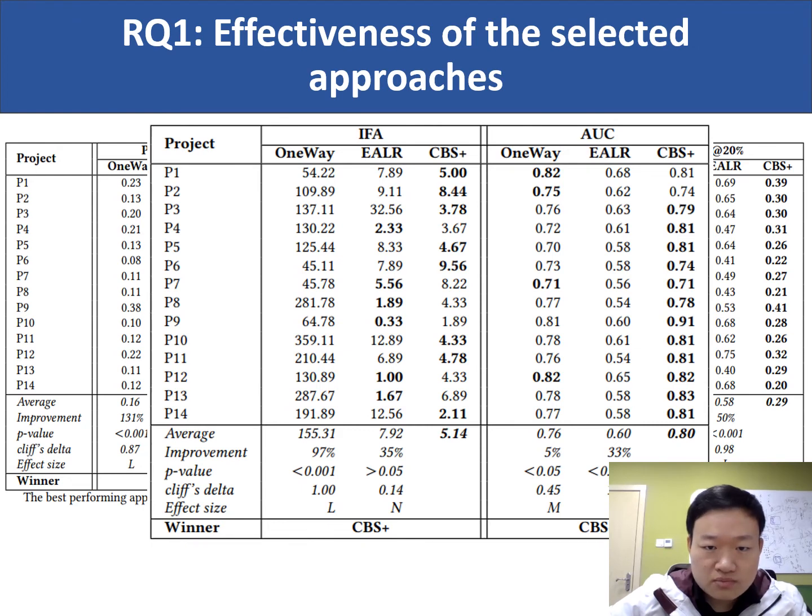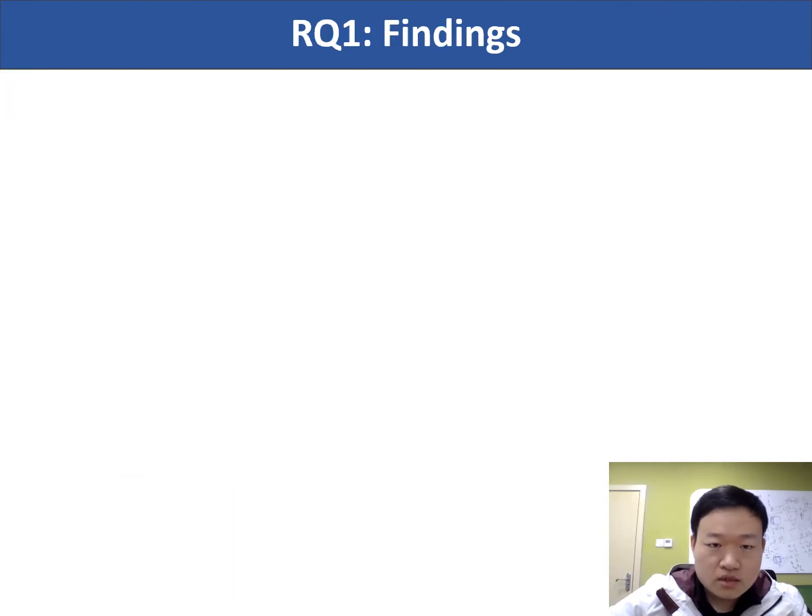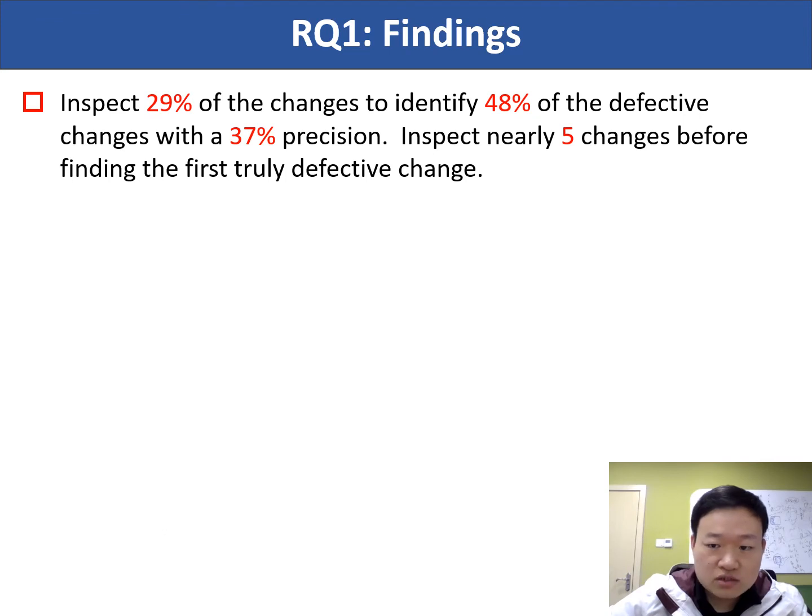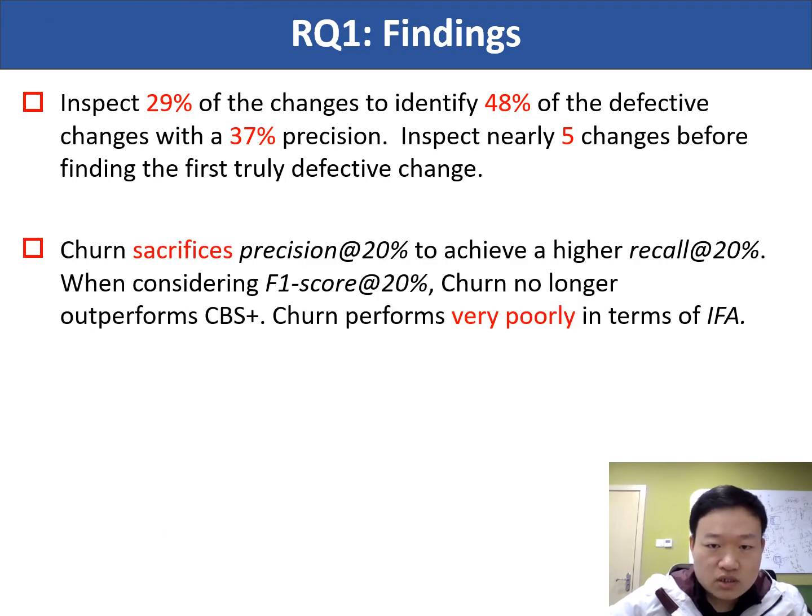In summary, CBS Plus performed best in most of the cases in terms of the above measures. From the results, we have the following findings. First, if following the identification results by CBS Plus, developers can inspect 29% of the changes to identify 48% of the defective changes with a 37% precision. And developers inspect nearly 5 changes before finding the first truly defective change.